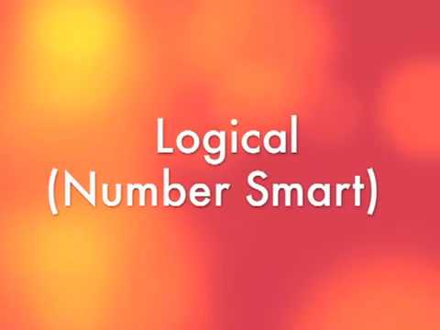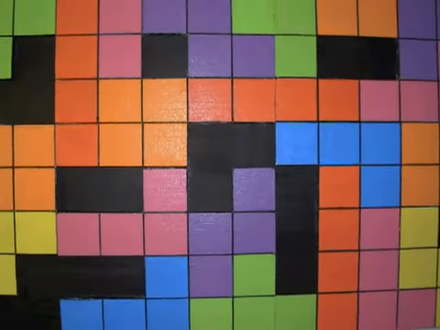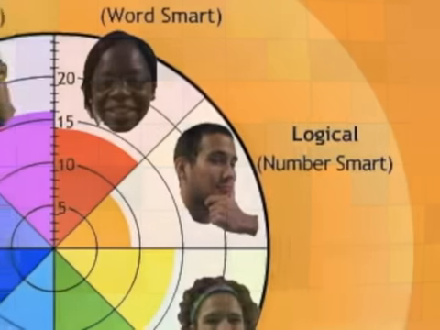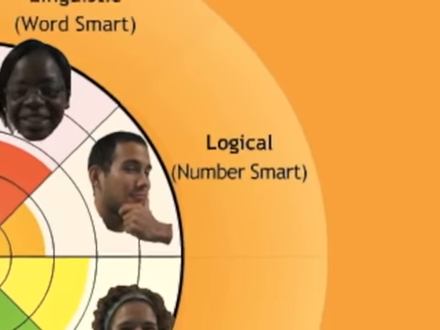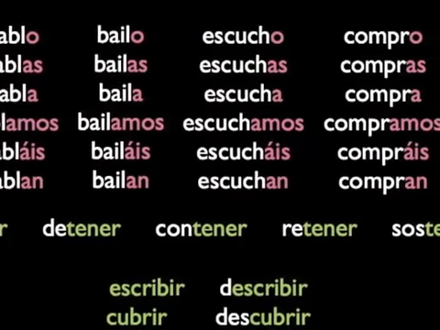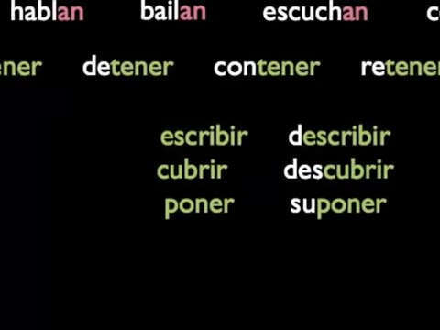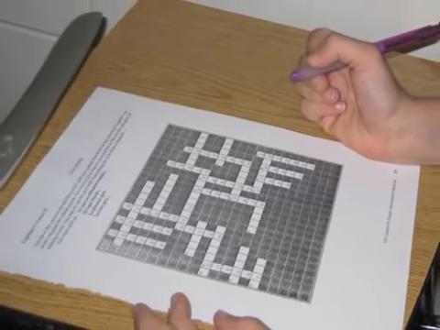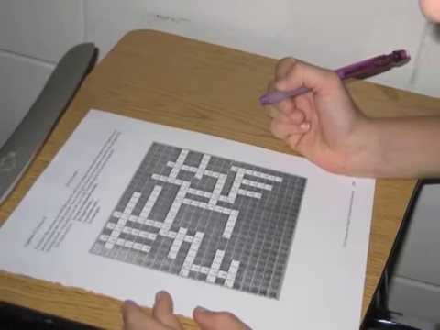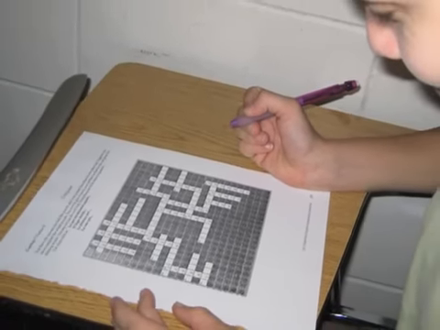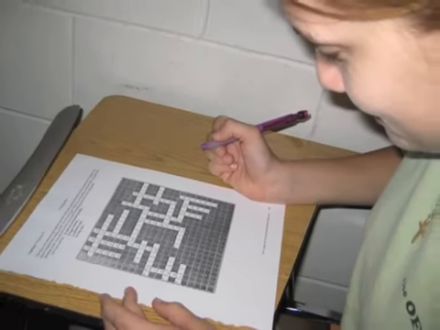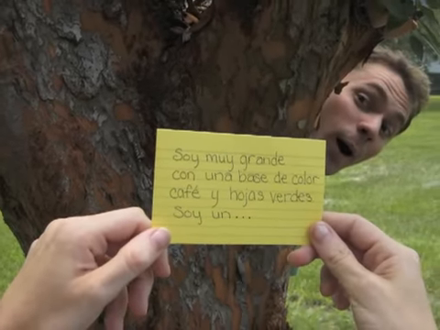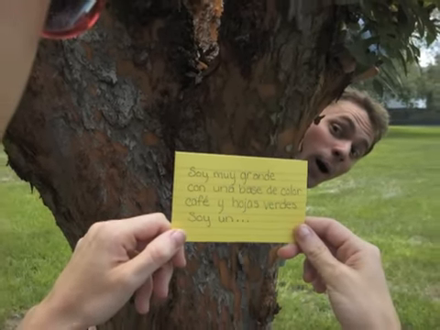Logical learners think abstractly and can see patterns and relationships. They need to learn concepts before details. When teaching to logical learners, emphasize verb conjugation patterns and relationships between word families. Create crossword or word find puzzles using definitions in the target language as clues to the answers. Prepare a scavenger hunt and have students look for clues around the classroom or on campus.